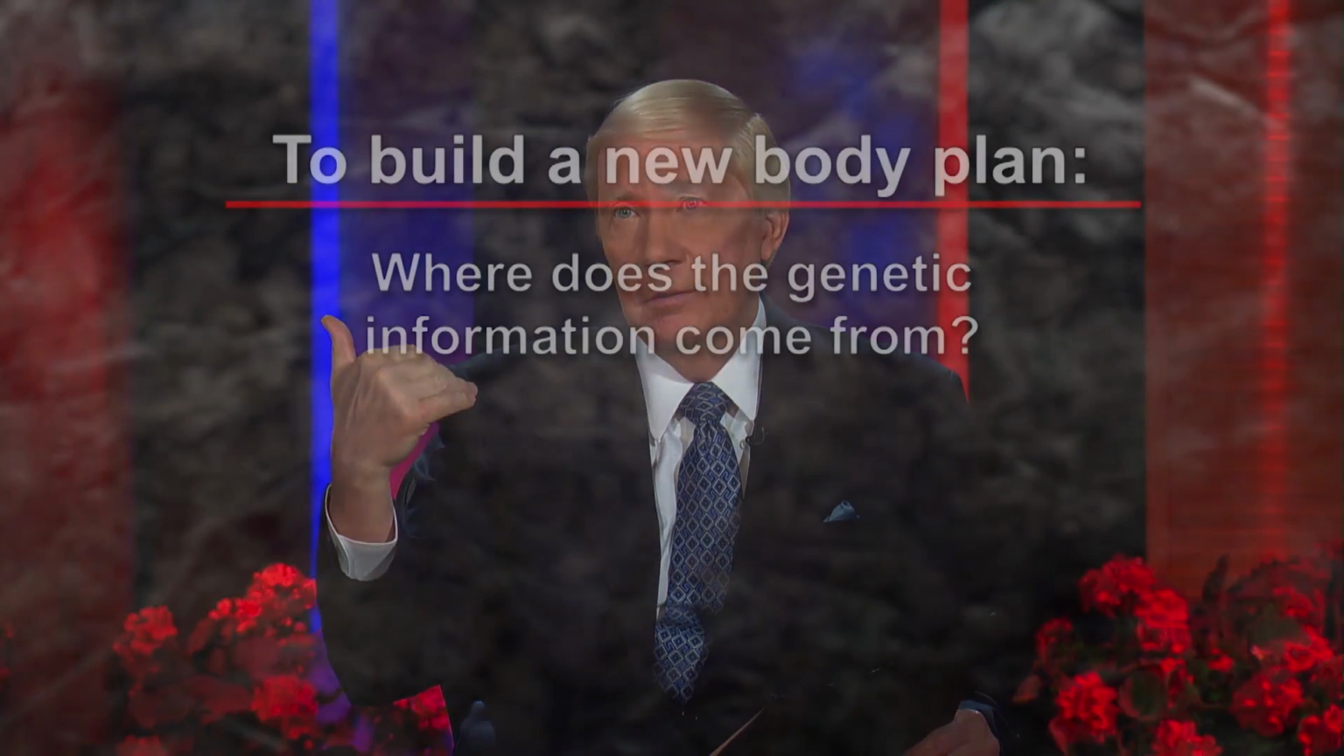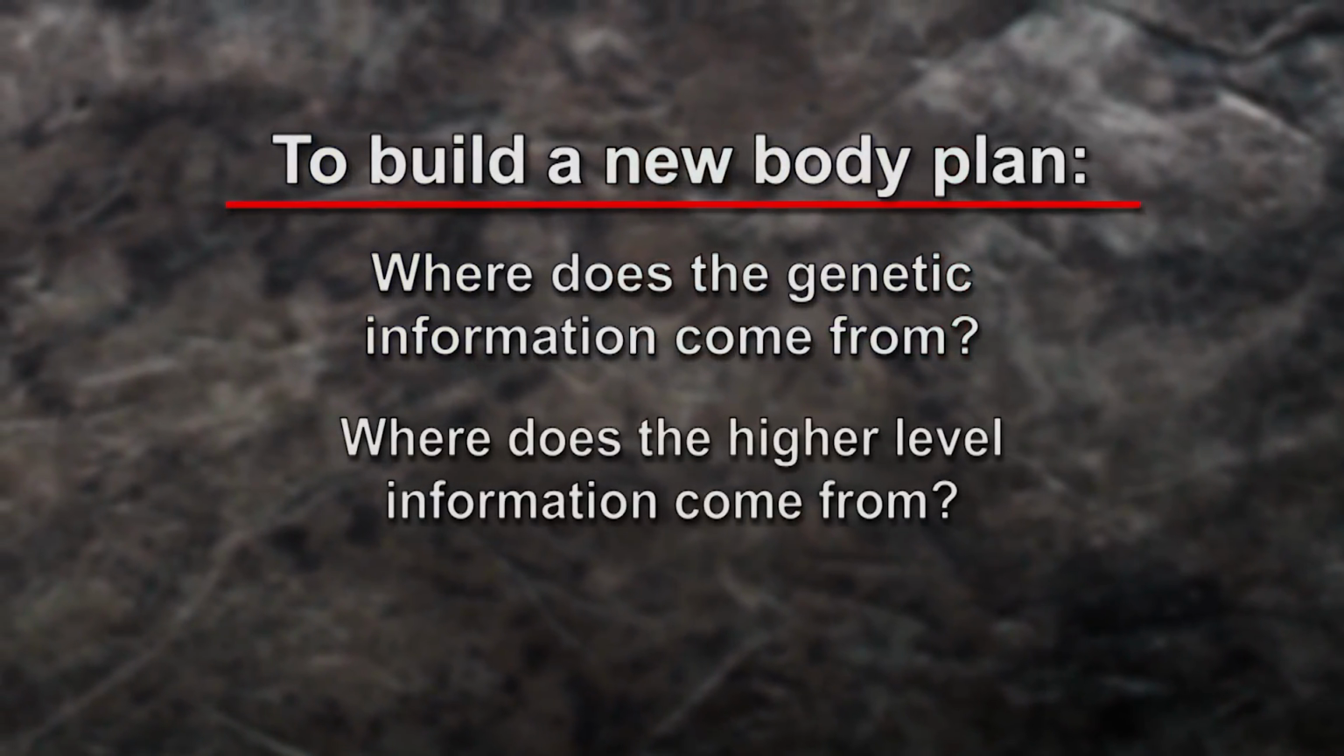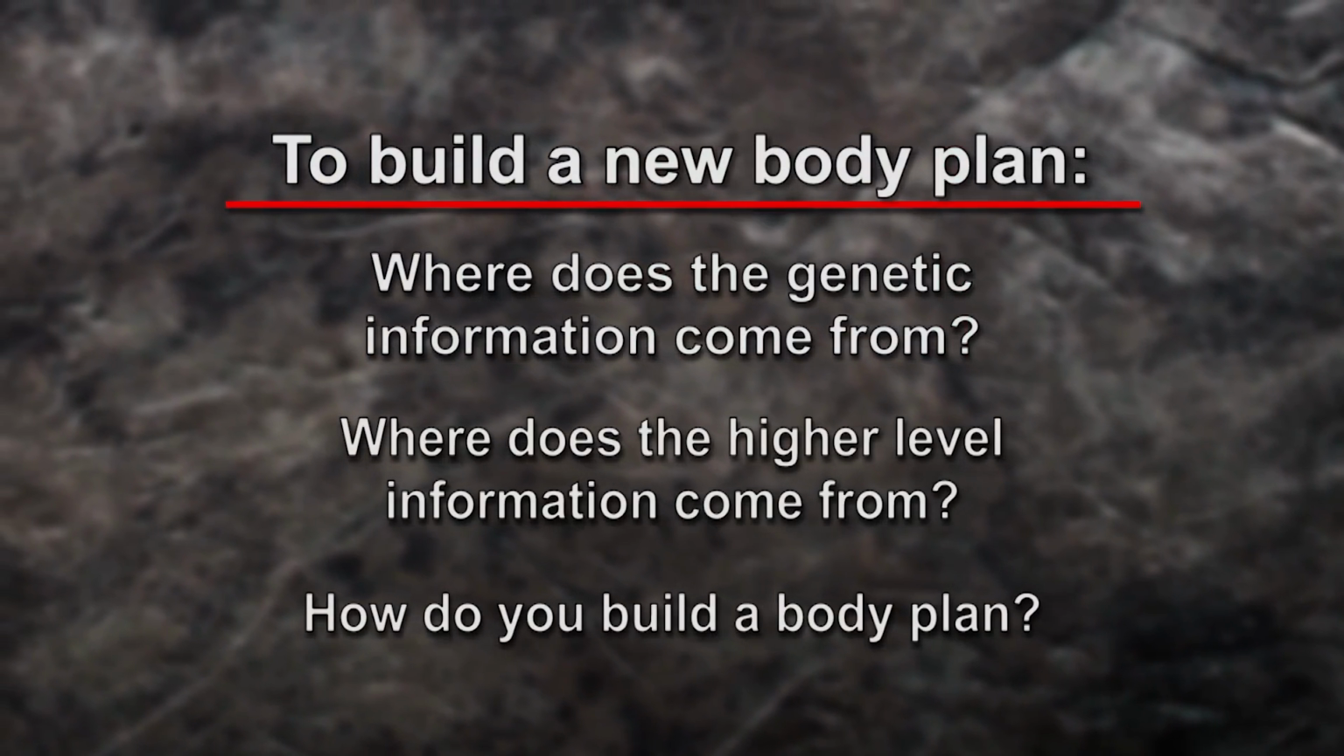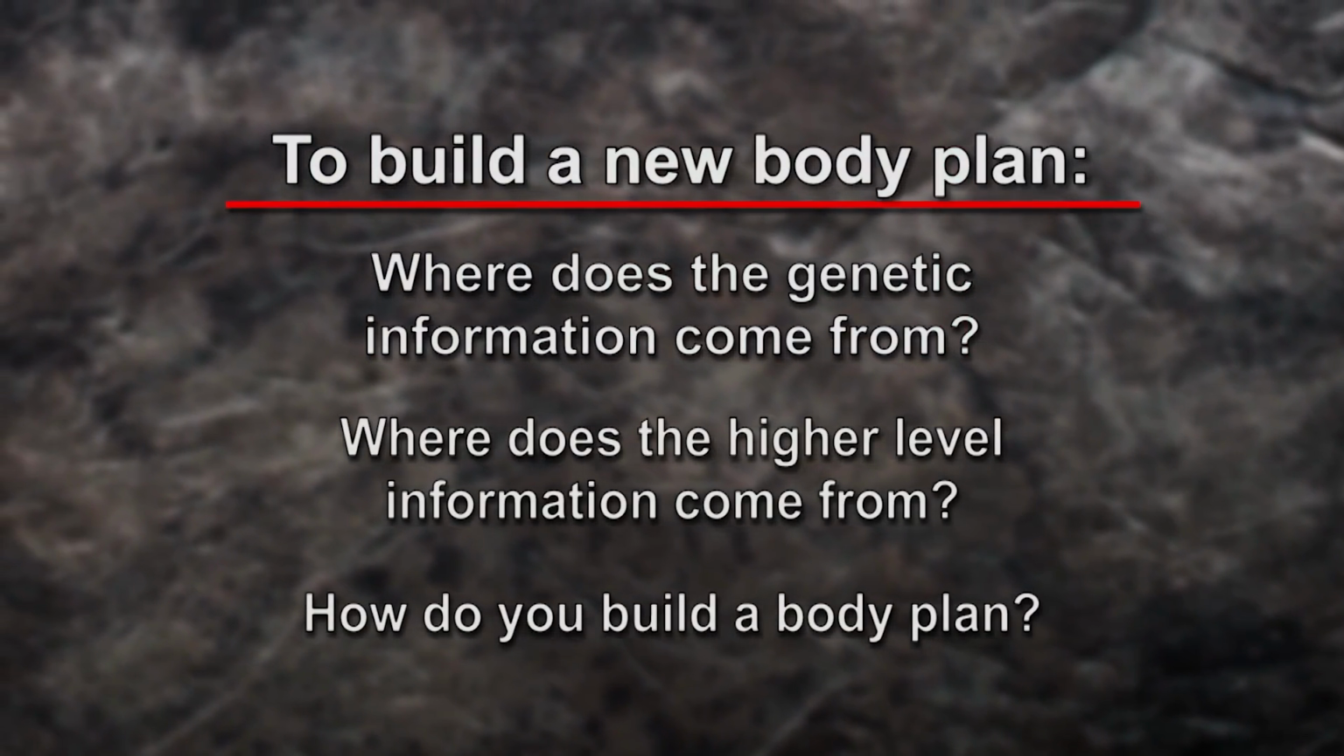Yeah, I mean, it raises the question, if, boom, you have all of these animals in the Cambrian fossil record showing up, and all of this stuff is basically there, where did it come from? Where does the genetic information come from? Where does the higher level information come from? And how do you build a body plan? None of these problems have been answered by modern Darwinian theory, and so we clearly need a new theory.